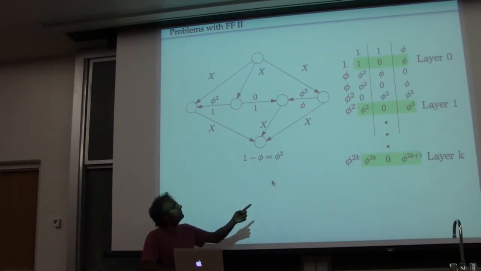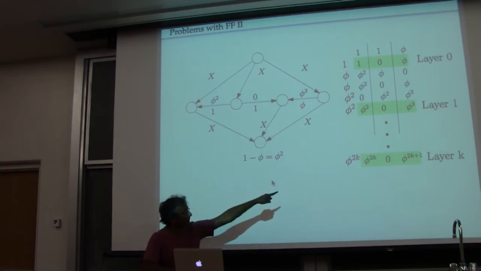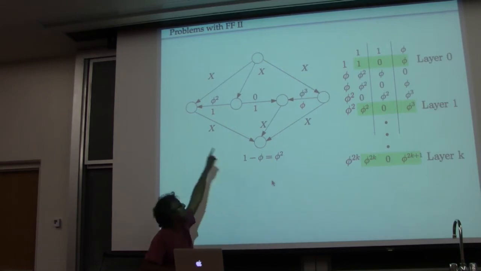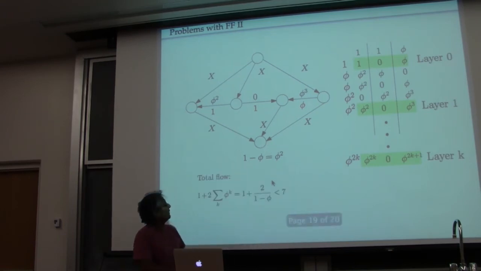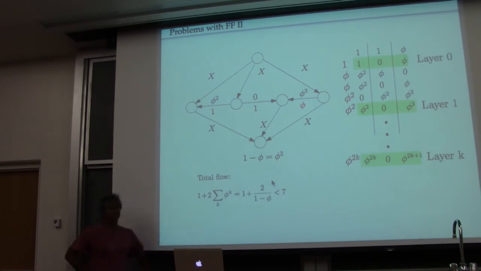And phi is less than 1, so this will run for an infinite amount of time in order to get these capacities to drive to 0, where everything is completely blocked and you can't do anything. And at that point, you can sum up all these values to ask, what is the total flow? You can do the calculation something like this, and you get something like this. The number is a little less than 7.